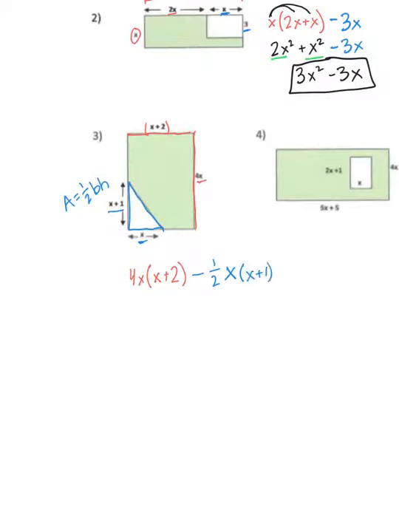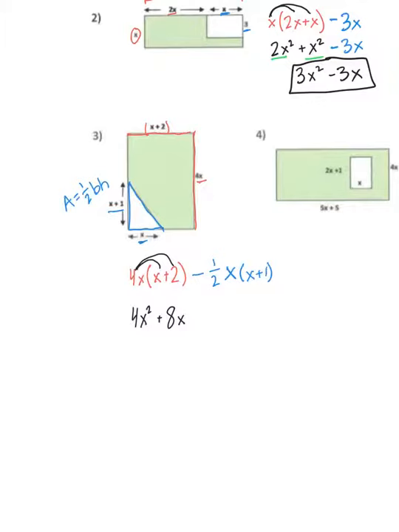Now I'm ready to simplify. I can distribute into my parentheses. So in my first piece, I've got 4x times x and 4x times 2. 4x times x gives me 4x squared. X times x is x squared. And then 4x times 2, well, 4 times 2 is 8. And I've got just x to the first at the end.